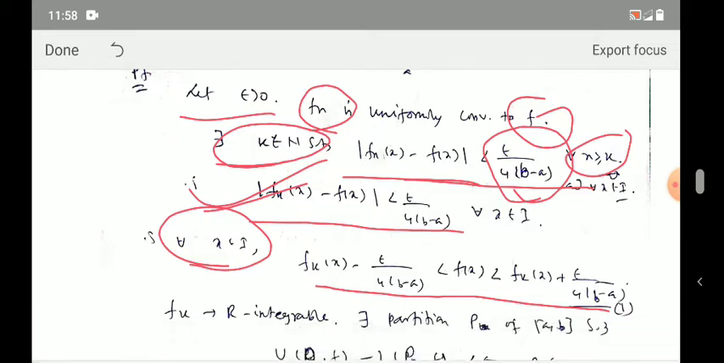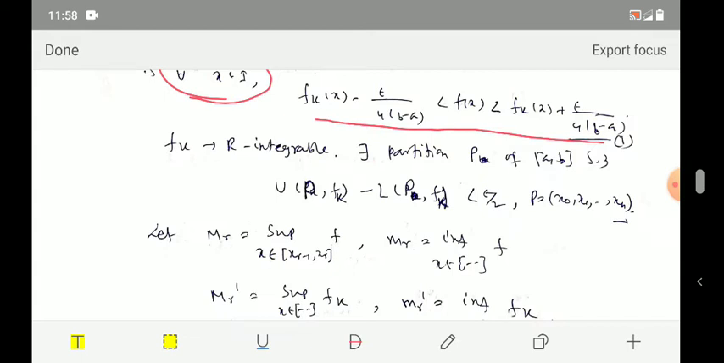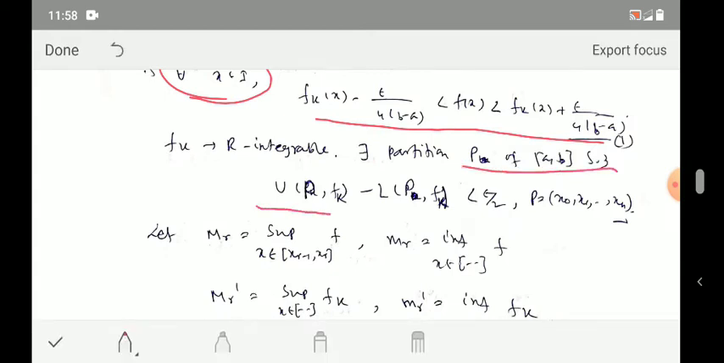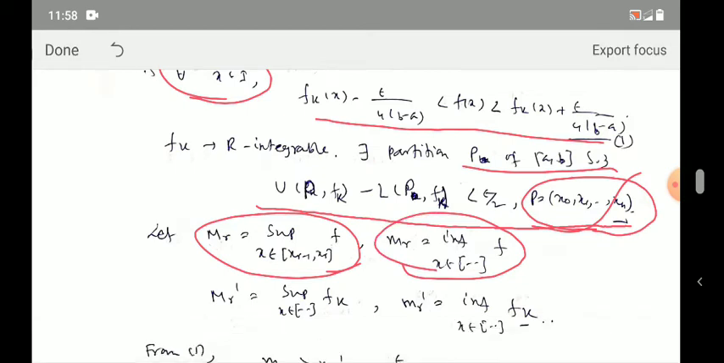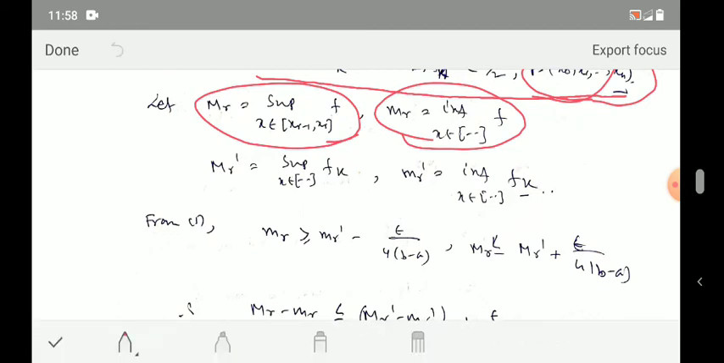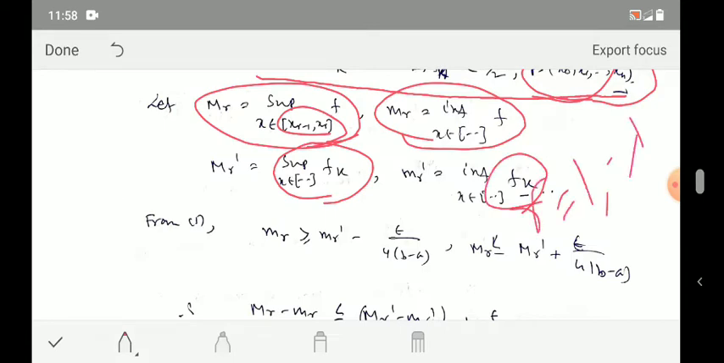Since fk is Riemann integrable, there exists a partition P of [a, b] such that U(P, fk) minus L(P, fk) is less than epsilon by 2. Here we take the partition as this, which will be required in the next part. For P equal to x0, x1, x2, up to xn, in general we take this partition. Now let capital Mr equal the supremum of f for x belongs to [xr minus 1, xr], and small mr the infimum. We have taken capital Mr dash and small mr dash as the supremum and infimum of fk in this interval, for r equal to 1 to n.